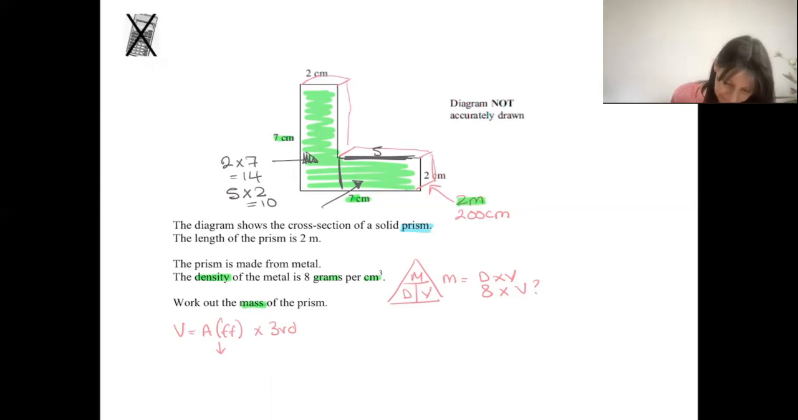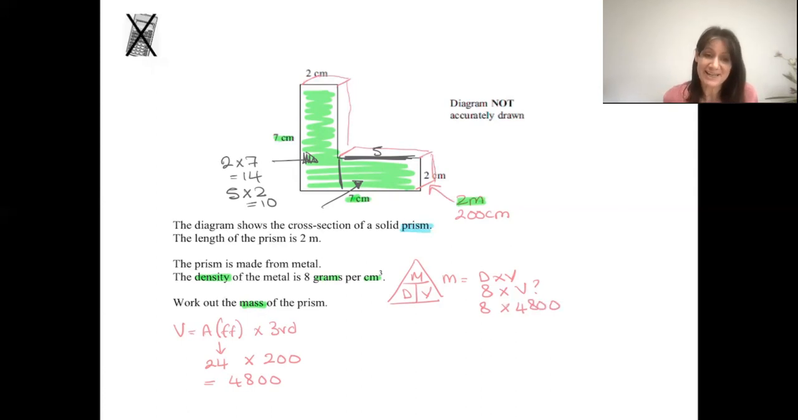Okay, so we'll put that down. I'll go back to red. That's the area of the front face. I've got to times that through by 200, because that is the third length, the length that makes it 3D. When I do that, 2 times 24 is 48, and just add on those 2 zeros. So I've now got the volume. So I can go back up here and I can say it's 8 times 4,800.